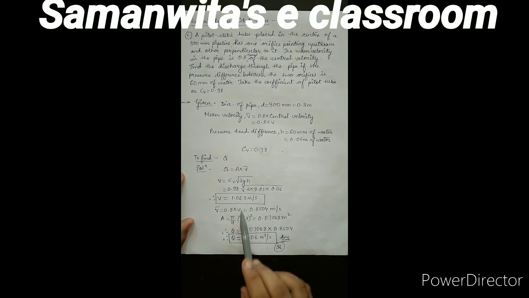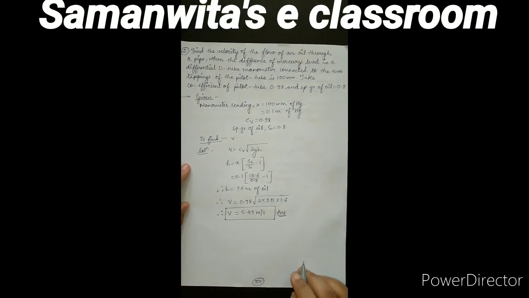When I substitute this value in this formula, I'll get this value of V bar, which is the mean velocity. Area can be simply calculated as pi by 4 d square. Area and V bar both are known, so you can calculate the value of Q, which is 0.06 meter cube per second. Let's take up another numerical.